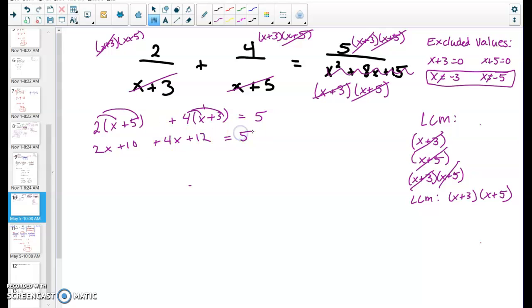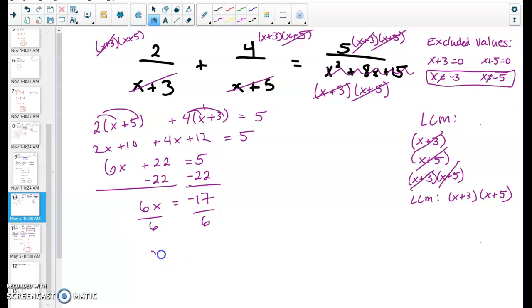I do not have an x squared here, so I can go ahead and get x's on one side and all the numbers on the other side. Okay, so as I started to solve for x, I eventually got 6x equals negative 17. When I keep on simplifying that, I get x equals -17 over 6. That is not an excluded value, so I'm allowed to have that as a solution.